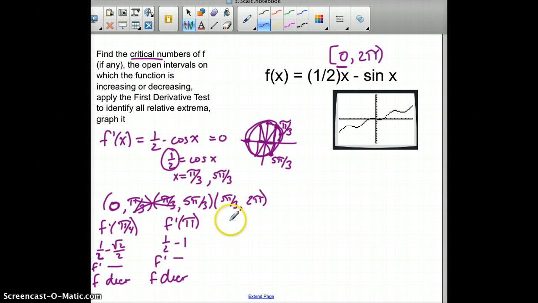And then here, pick a number between 5 pi over 3 and 2 pi, like 5 pi over 6. Wait, is that right? 11 pi over 6, sorry. 11 pi over 6.